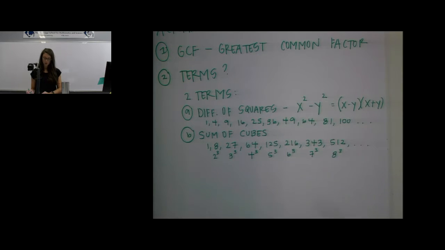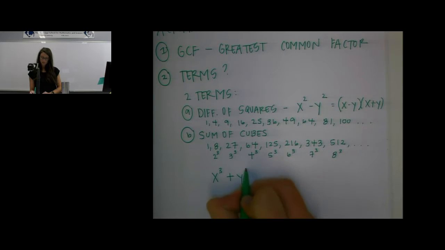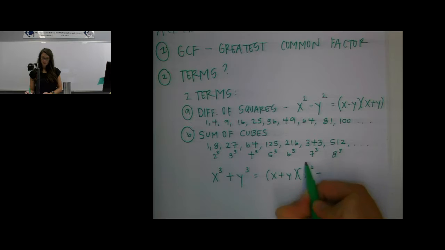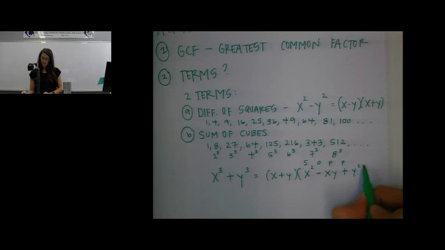Okay, so the sum of cubes: if we've got cubes, the first term is a cube, the second term is a cube, and it's separated by a plus sign. Then it'll be one of those, so x plus y, and then we'll square, opposite sign, product, plus sign, and square.